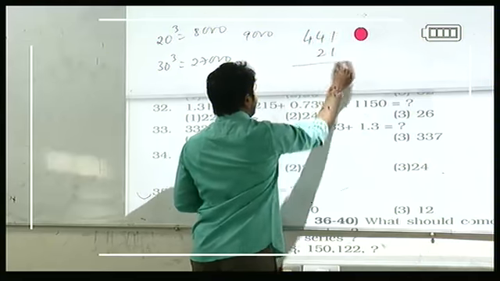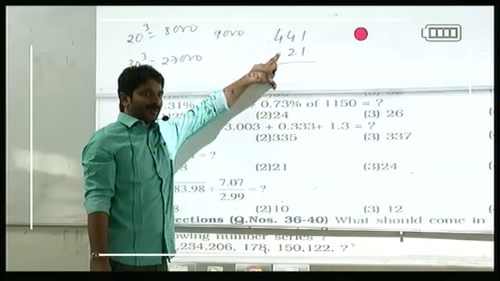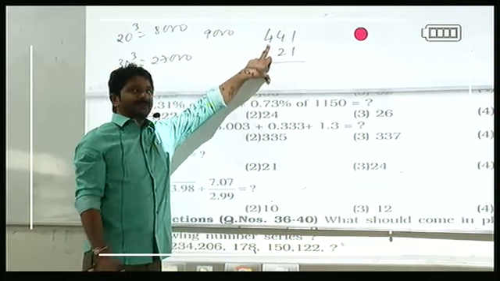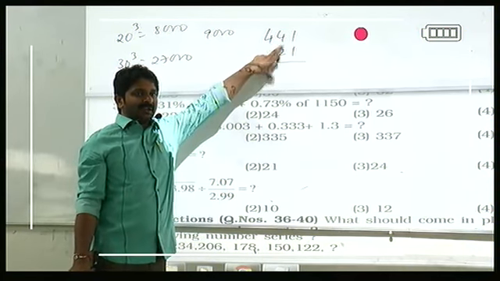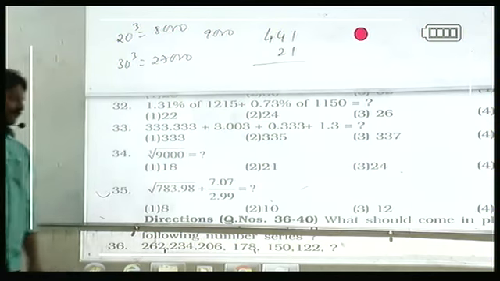441. This is 21 square, but now you need 21 cube, so you have to multiply 441 with 21. 10 times of this number is 4,410. 20 times is 8,820. Almost 9,000. 21.